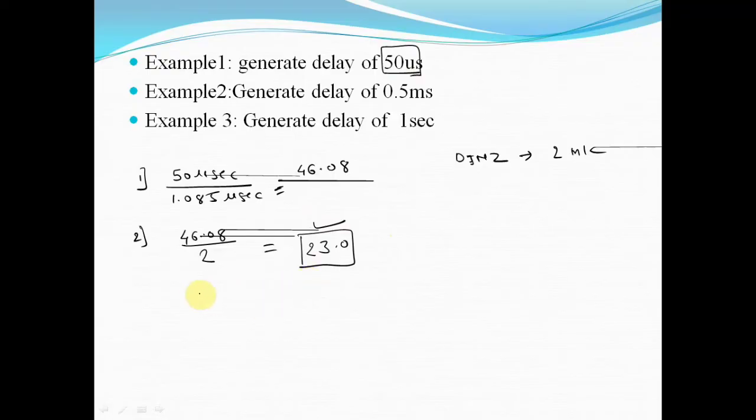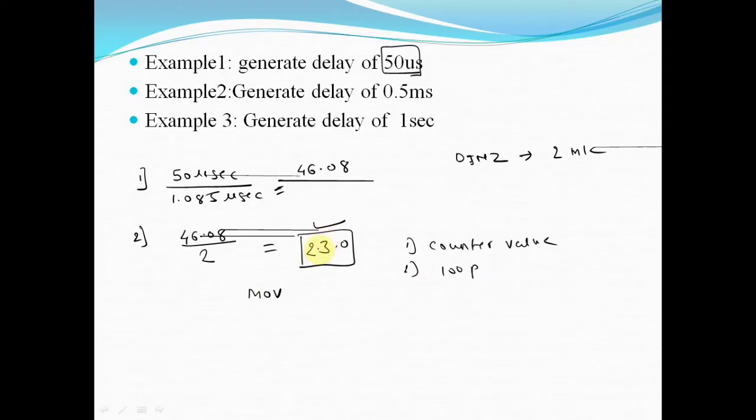Now how to write a delay? First, I have already told you that you require a counter value, and the second important thing you need is a loop.